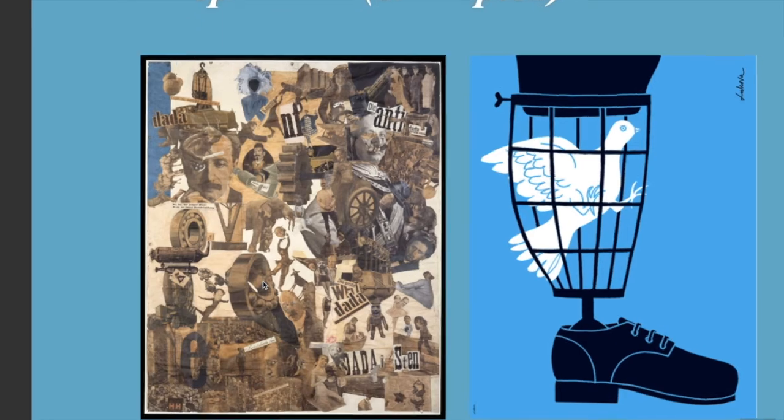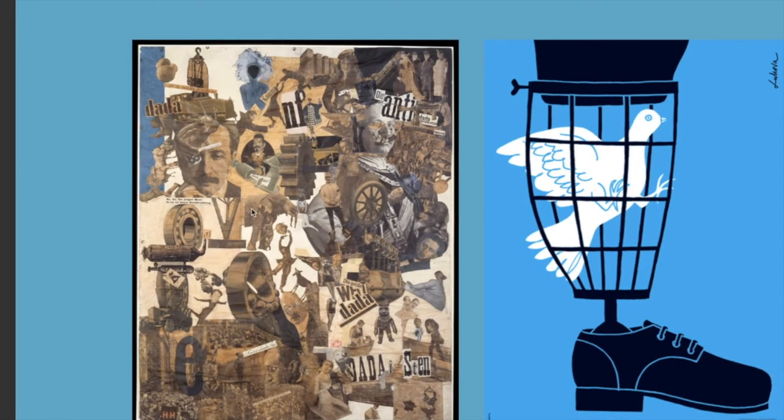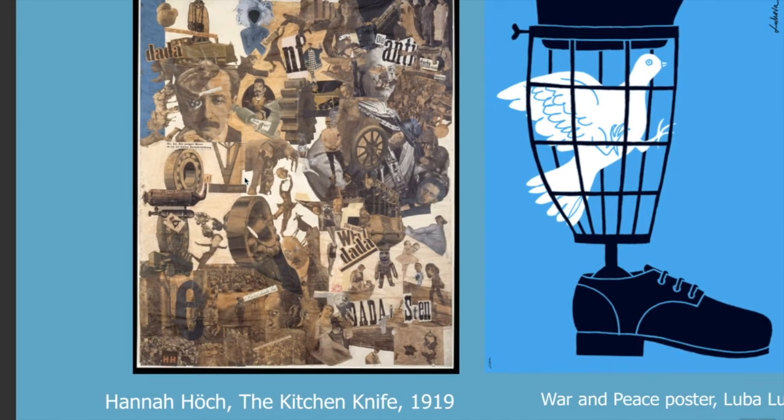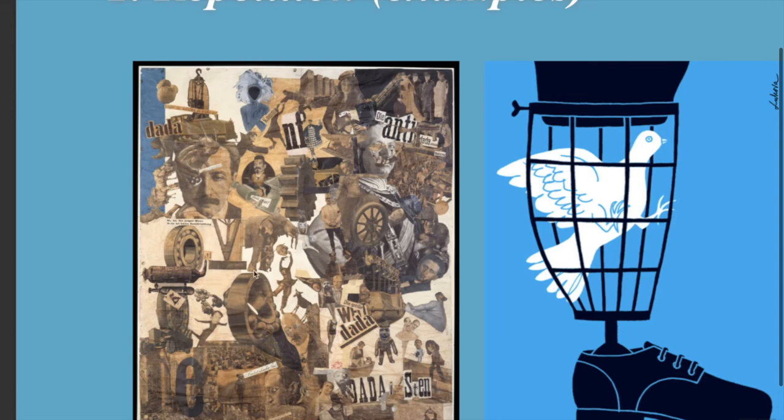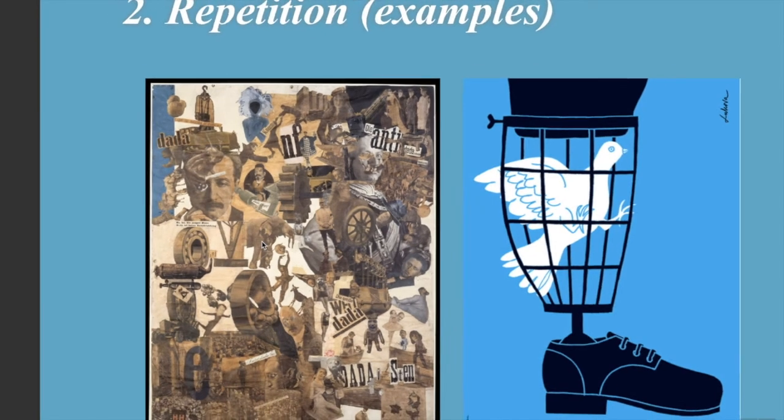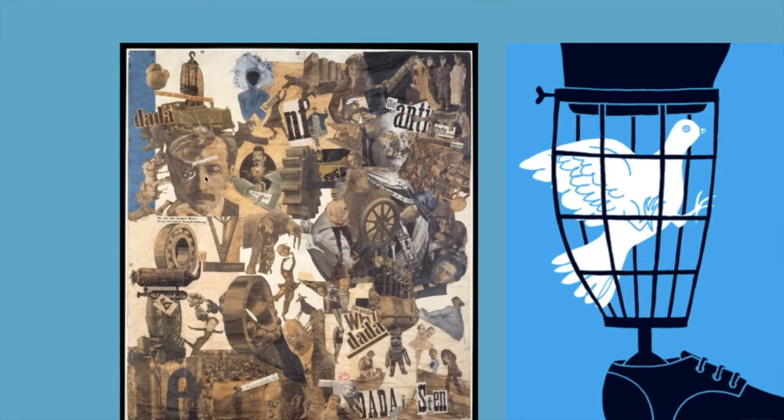So let's look at the work on the left. And we talked before about this work by Hannah Hoke, and we talked about how proximity helps create unity. But the artist also uses repetition, and you can see that in the repetition of the color. Okay, so they all, the images have a similar kind of orangey hue, okay, and that helps bring it together.